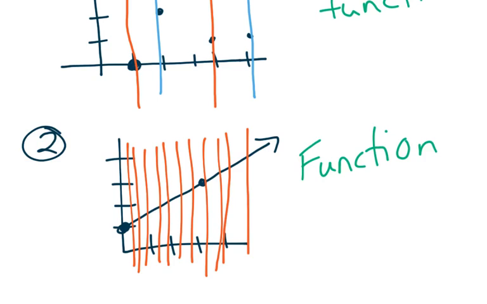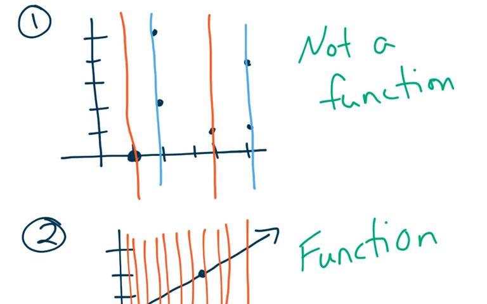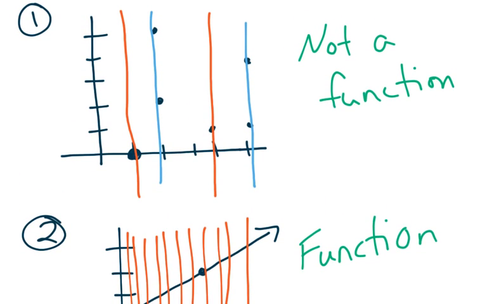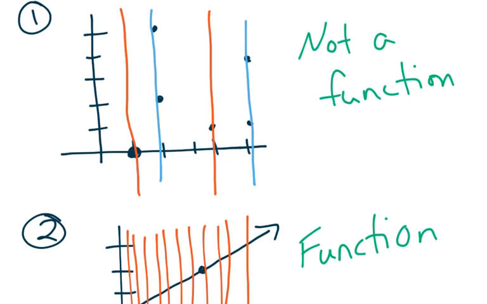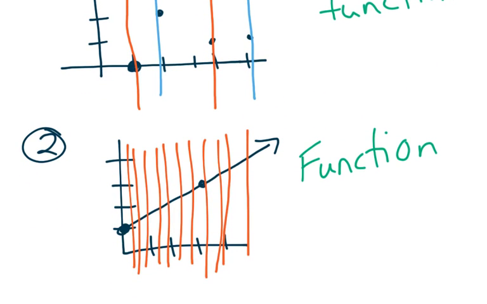And I hope you can see the difference using the vertical line test. If you have the point on the graph more than once on one vertical line, it's not a function. If it only crosses one time, then it is a function.